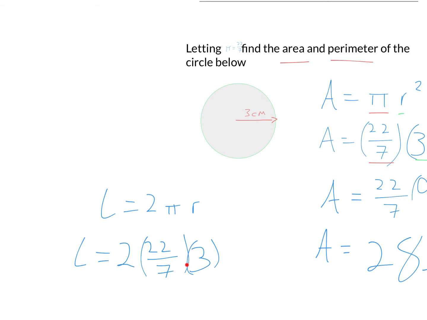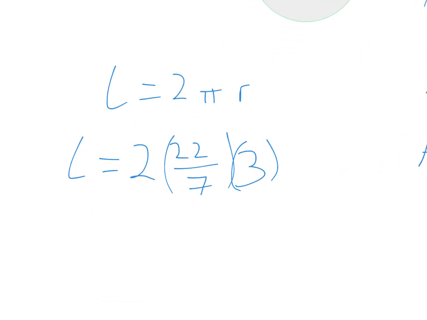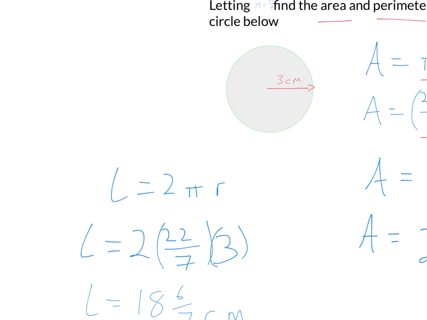If we've got terms in brackets with no sign in between them, we just multiply them. And our answer here, again, we're going to give it as a fraction, just because they asked us to put in pi as a fraction. It's going to be 18 and 6/7. And because it's the length, we're just going to measure it in centimeters. Again, the same unit that they gave us in the question.